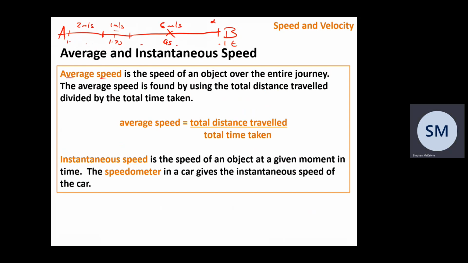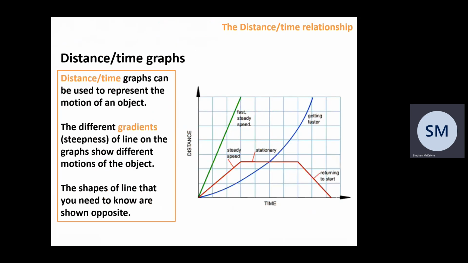Now, distance time graphs. Again, people think they're quite simple, but they can be a little bit tricky, especially if you miss what the axis is saying. So this is a distance time graph, not to be confused with the velocity time graph. But the different gradients or steepnesses of the lines show different motions of the object.